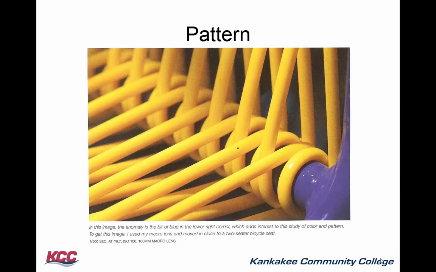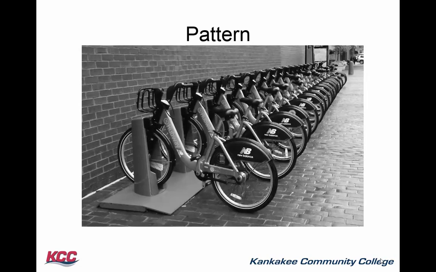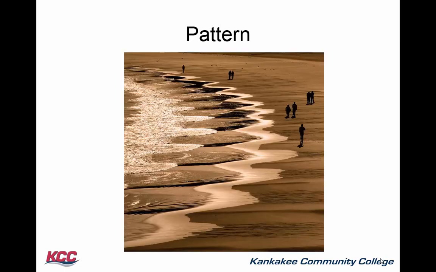So here we have a pattern of bikes. And if we zoom in and get rid of all the other clutter, like the sidewalk and the brick wall in the cityscape down at the end, we see the pattern of the bikes. Remember, on an angle works better than straight. Here we have a nice pattern of the water on the sand. Without the pattern, it would look kind of boring.